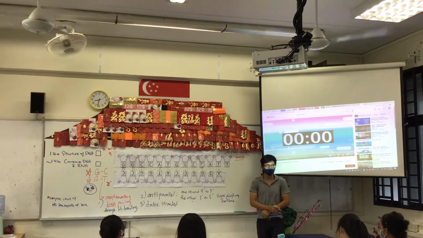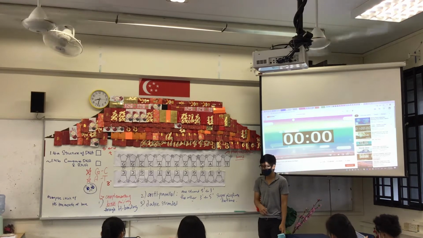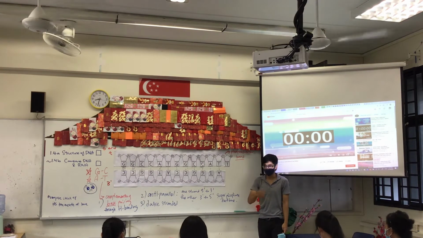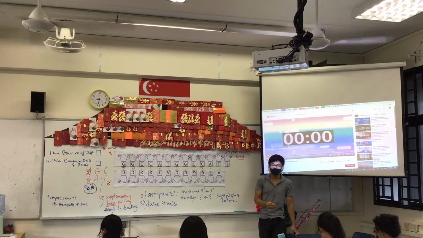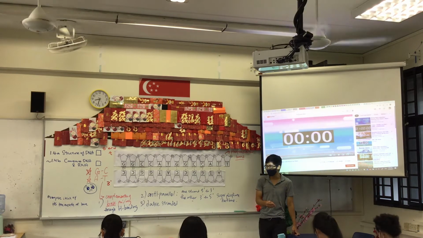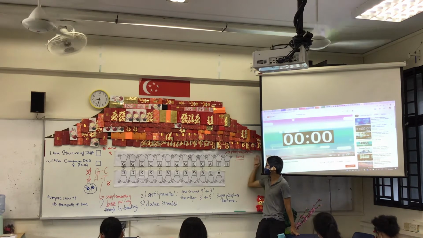I expect you to know this bond. Just like how between two sugars, you can say it's glycosidic. Between two amino acids, it's peptide bond. Your triglyceride, there's an ester linkage. You need to know the bond in DNA. It's a phosphodiester bond.